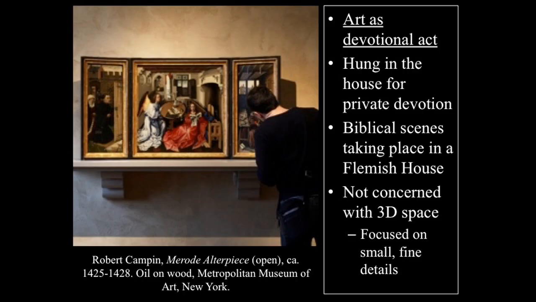This is the Merode altarpiece shown open, which is a triptych, but it's all on one panel. And this is an example that I was talking about of art as a devotional act. So this particular piece was meant to be hung in the house for someone's private devotion. It displays biblical scenes, but the scenes take place in a normal Flemish house. So they're not concerned with 3D space or perspective, but again, on really focusing on all of those small, fine details.